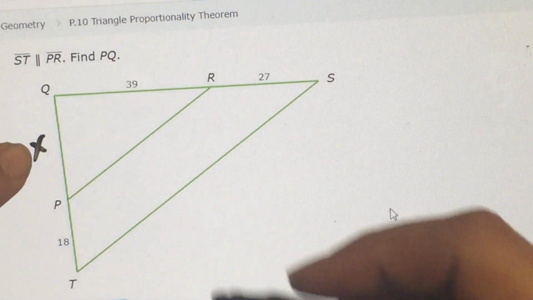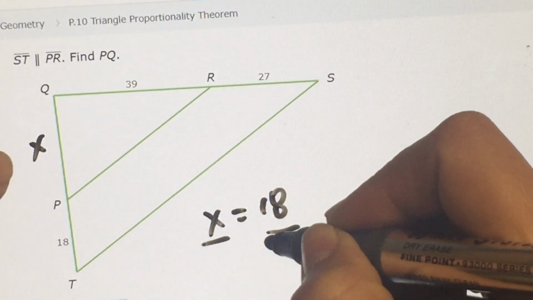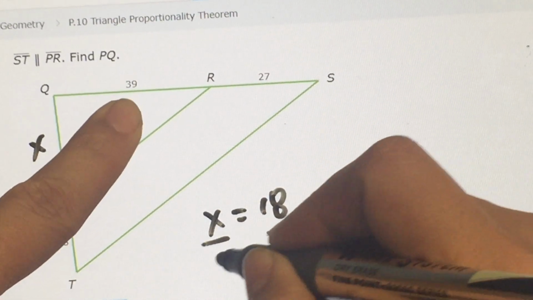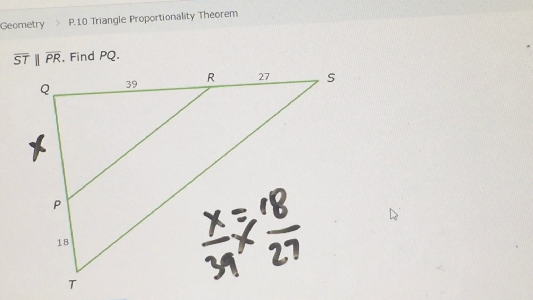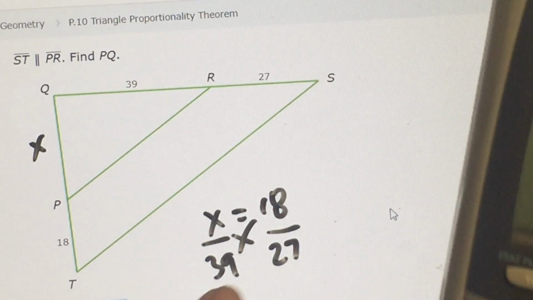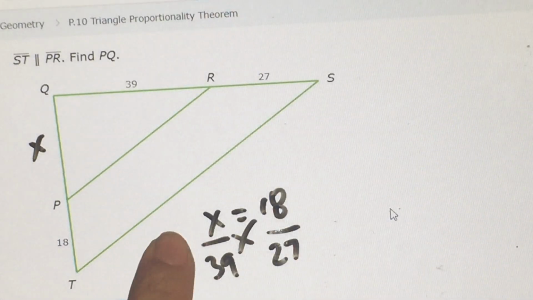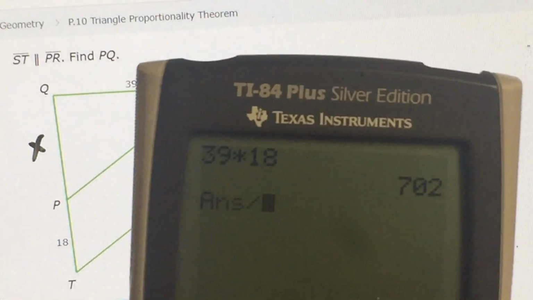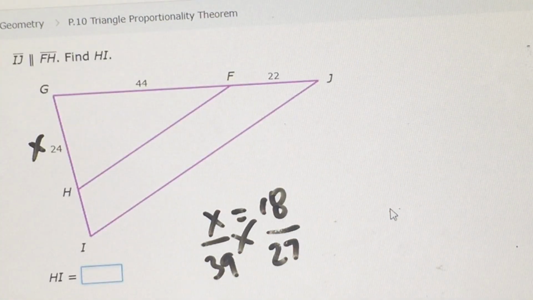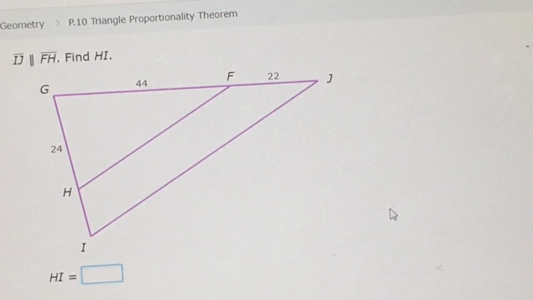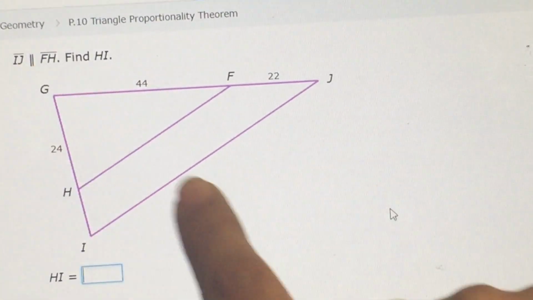So I can say x goes with 18. And because I started on the top triangle, I'm going to start on the top triangle. 39 goes with 27. Cross multiply and divide. So it's going to be 39 times 18, and then 27 times x. Then divide both sides by 27. So 26. Again, you have to look for the parallel lines, right? So there's no arrows, but it tells you in the question that they're parallel.